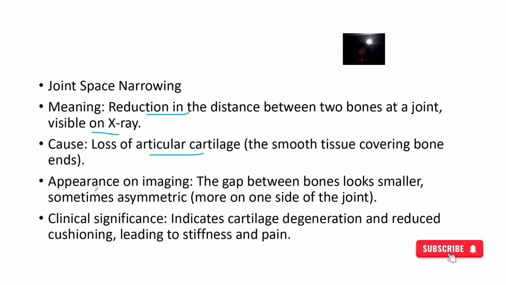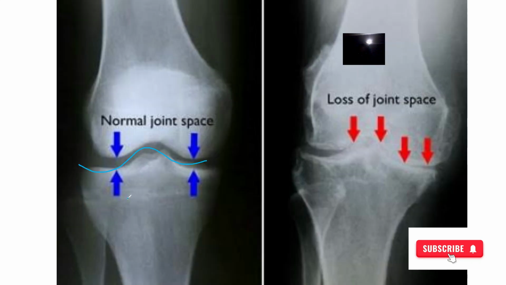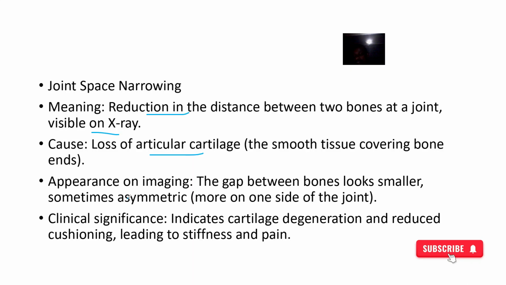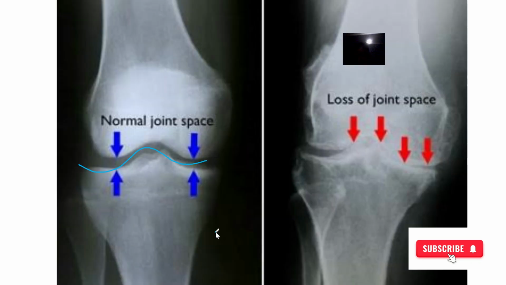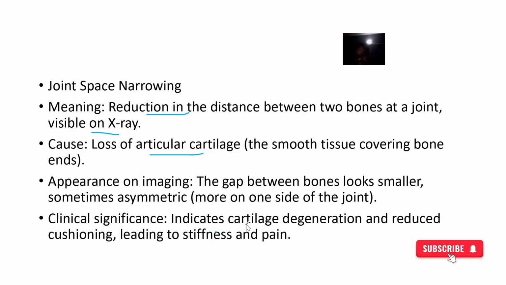So the appearance on imaging is what? The gap between the bones looks smaller. Sometimes it's not the same on both sides, if the issue is occurring mostly on one side. So the clinical significance is that this reduction in the space indicates cartilage degeneration and reduced cushioning, leading to stiffness and also pain.